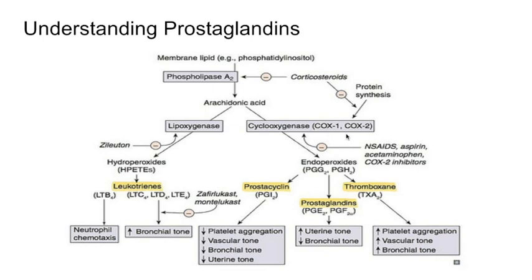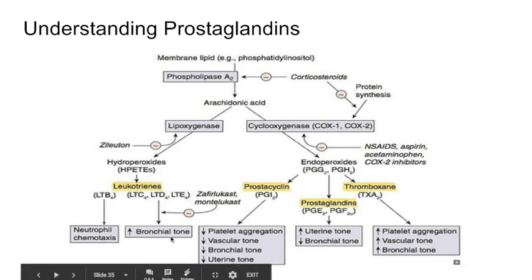So it's going to block the Cox1 and the Cox2. So you're going to make less of these prostaglandins. If you make less of the prostaglandins, you're going to make more of the arachidonic acid. If you make more of the arachidonic acid, it's going to make more of the leukotrienes. And if you make more of the leukotrienes, you're going to increase the bronchial tone. So in some patient populations, aspirin can actually exacerbate asthma.